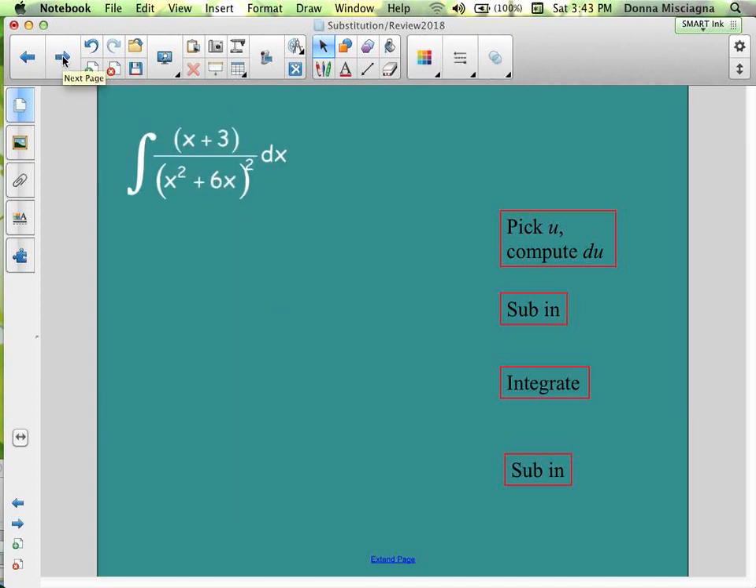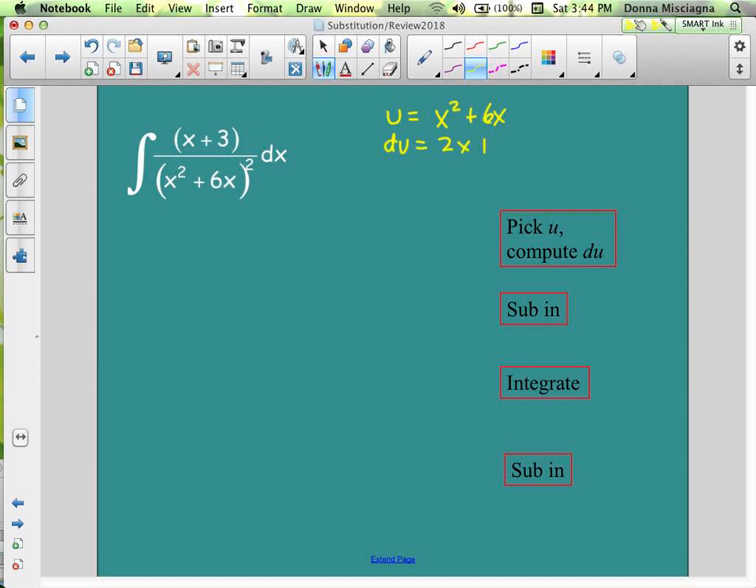All right, so we've got something to a power. Something to the power is going to be the u. So u will be, so this is the same as -2, right? So let's just make that u. When we change it, we'll rewrite that as a negative, the exponent is -2. But the u is the inside part: x squared plus 6x. The derivative would be 2x plus 6.